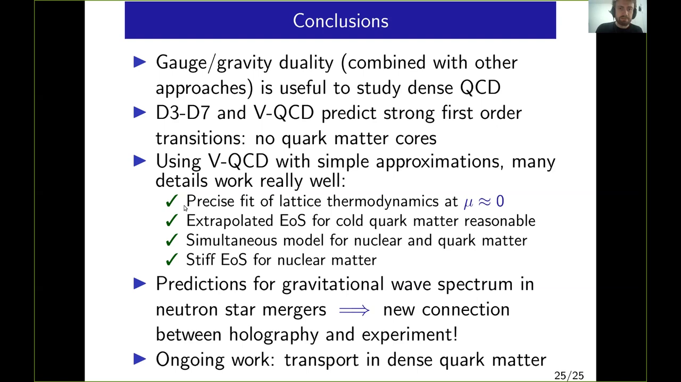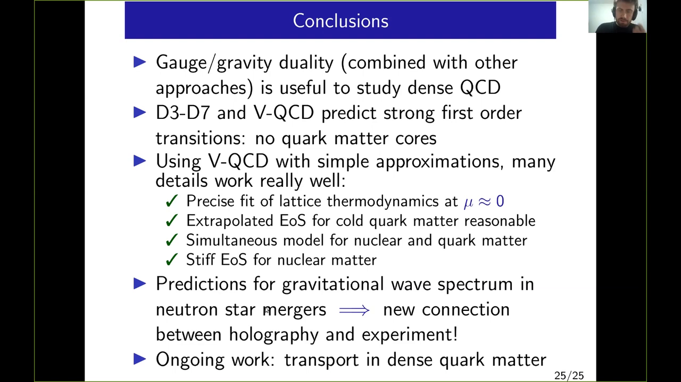So you were able to get a precise fit of lattice thermodynamics at small densities, and then when you extrapolated to finite densities, you got a reasonable equation of state at all temperatures and chemical potentials. And I should stress, this gives a simultaneous model for both nuclear and quark matter, and in particular the nuclear to quark matter transition. Another thing which worked was that the nuclear matter equation of state was stiff, so the speed of sound went well above the conformal value. And this helped us to construct this hybrid equation of state, which passed all known bounds.